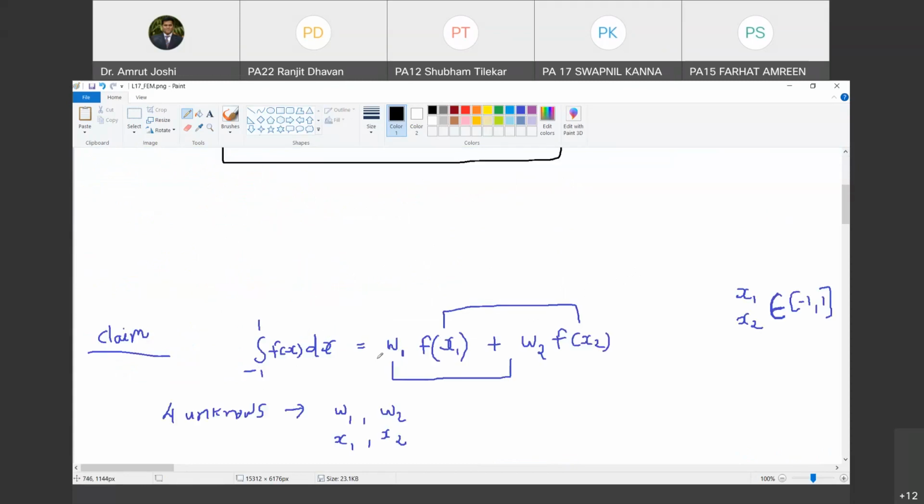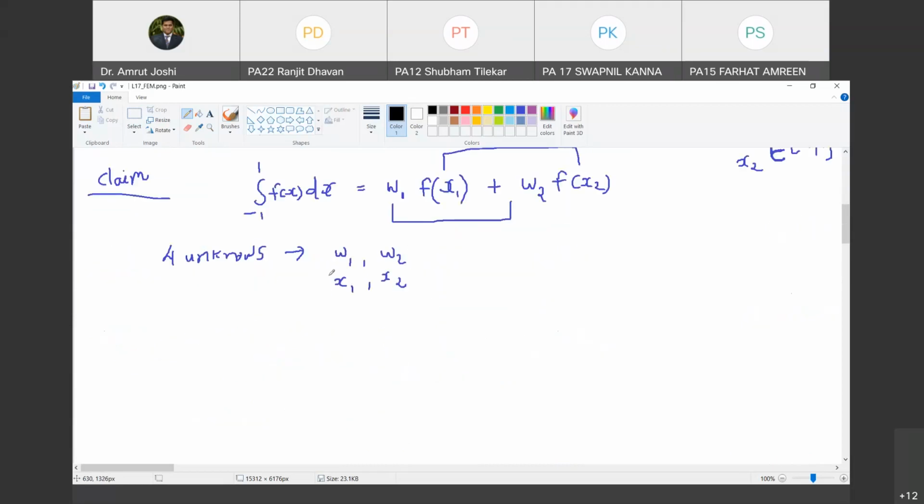The integration of f of x dx can be written as w1 times f of x1 plus w2 times f of x2, where x1 and x2 belong to the interval -1 to 1. Happy? And w1, w2 are weights associated with f of x1 and f of x2. Now, what is f of x1? So let me write that down. f of x1 is equal to a x1 cube plus b x1 square plus c x1 plus d.